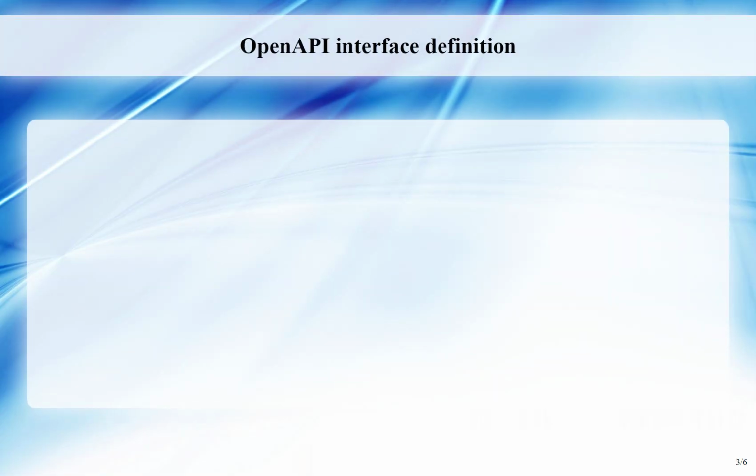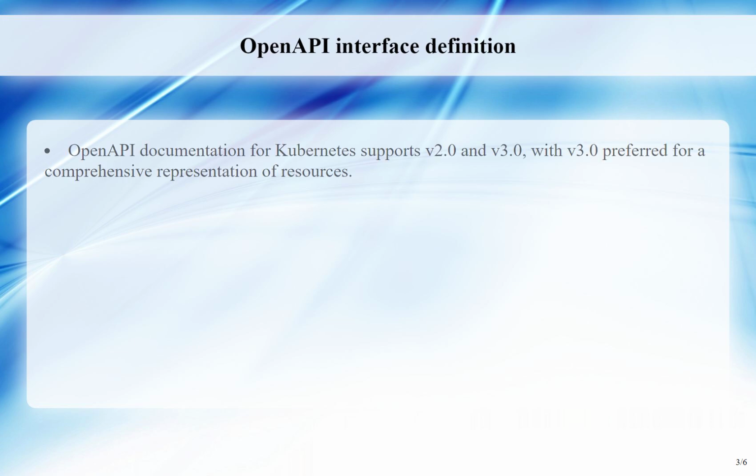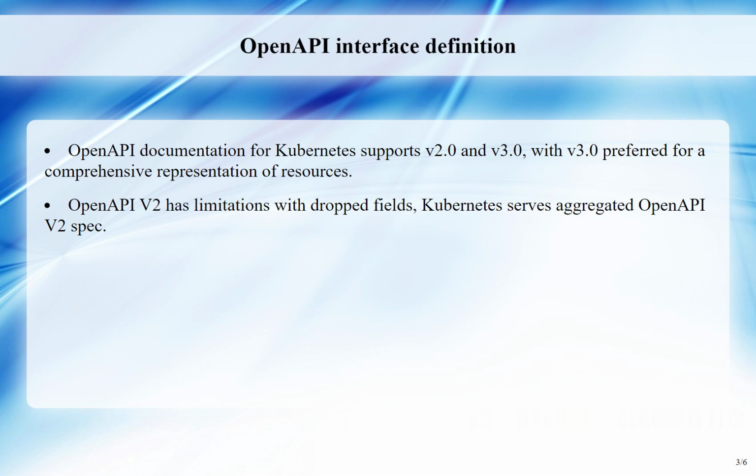OpenAPI interface definition. The OpenAPI documentation provides details about the specifications available in Kubernetes, with support for both OpenAPI v2.0 and OpenAPI v3.0. The preferred method is using OpenAPI v3 as it offers a more comprehensive representation of Kubernetes resources. OpenAPI v2 has limitations such as dropping certain fields from the published specifications. Kubernetes serves an aggregated OpenAPI v2 spec via the /openapi/v2 endpoint.